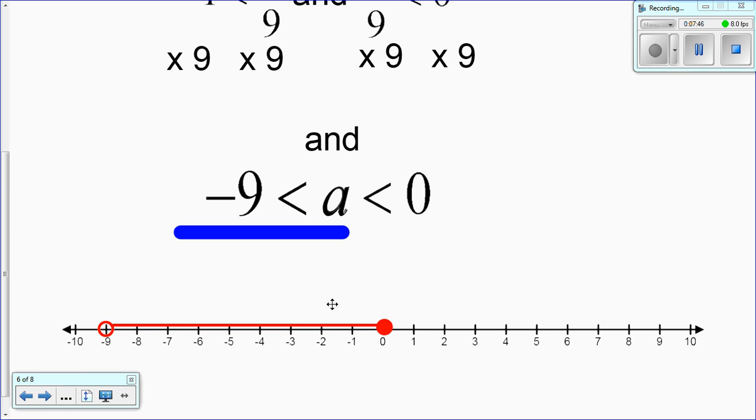Now, because it has to be between -9 and 0, I can't extend this line past 0. Okay? Same thing, I can't extend this arrow past the -9. So all I can do is connect them.